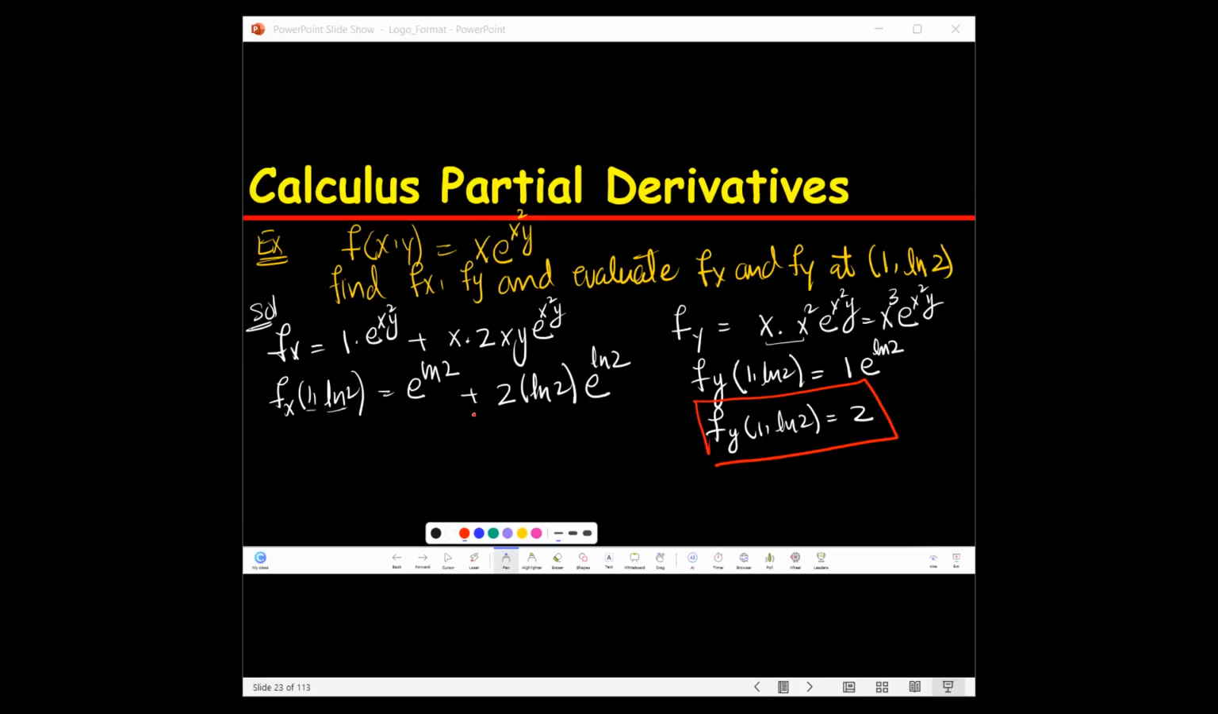Here I can do a little bit more work to simplify. Maybe I can say here is 2 plus this one is also 2, right? This one is also 2. So 2 times 2 is going to be 4 ln 2. And that is my partial derivative of the function with respect to x.